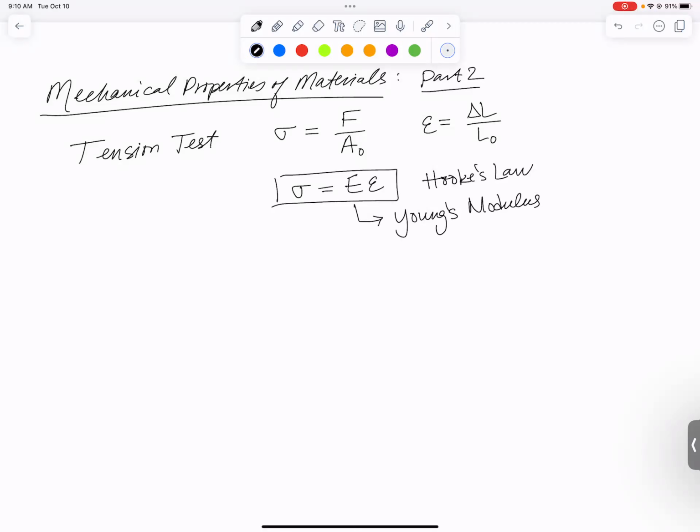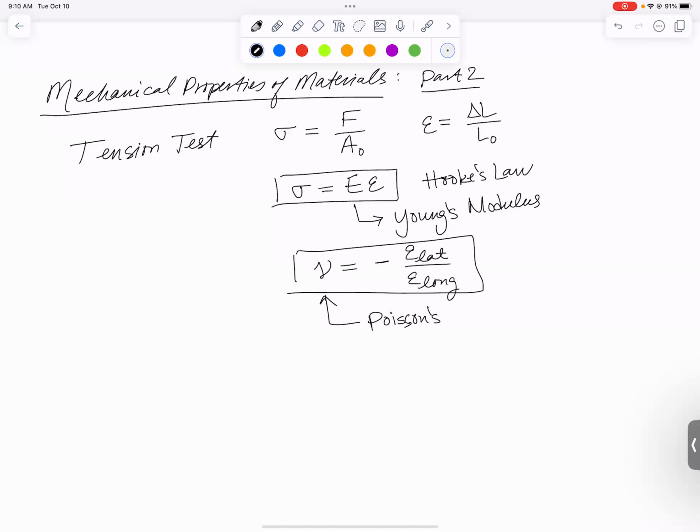And we had one more new material property that we defined, which was Poisson's ratio, and that is negative the lateral strain divided by the longitudinal strain. This guy was what we call Poisson's ratio.